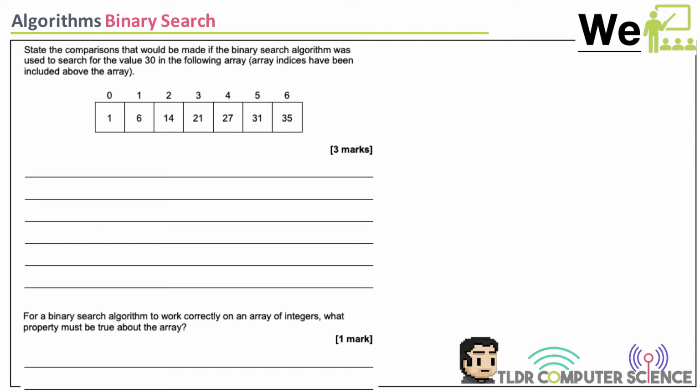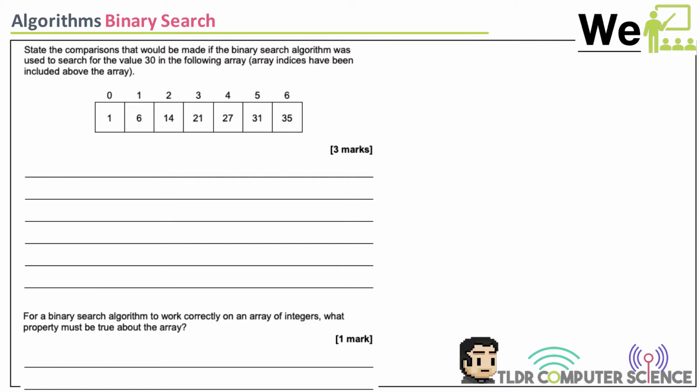Okay, now we're looking at a binary search. Sometimes it asks you to describe how it works. That's like the last question. Sometimes it asks you to actually do it and show it in action. This time it's asking about sort of showing us in action. So state the comparisons that would be made. So i.e. which one of these are you going to compare if the binary search was used to search for the value 30. So to do this question, we're going to have to remember how binary search works.